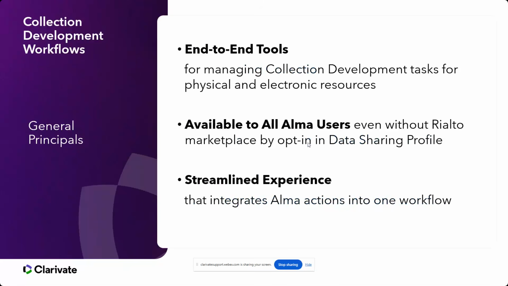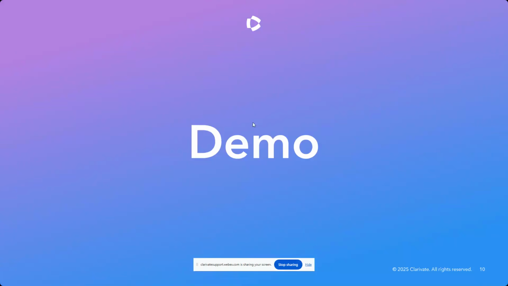So what are the three principles of this tool? First of all, end-to-end. As I said before, we want to help you from the moment you define your criteria all the way to the action that you want to do on those items. It's available to all Alma users, whether you have the marketplace implemented or not. The way to join is by opting in and giving consent in the data sharing profile, and we'll talk about that in just a moment when we start the demo. And we want to offer you a streamlined experience that integrates Alma actions where you need them. So these are the three principles, and I think we can go ahead now and dive into our demo.